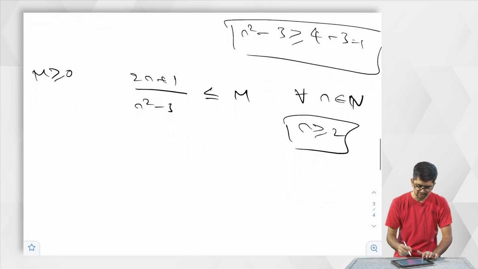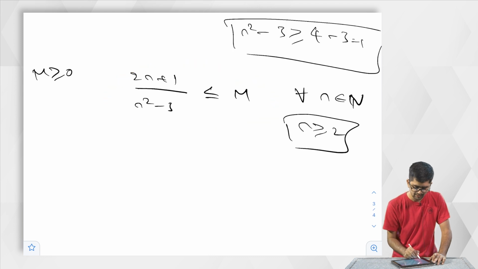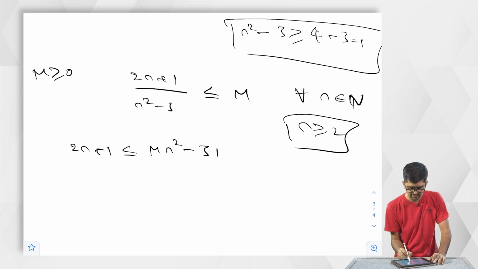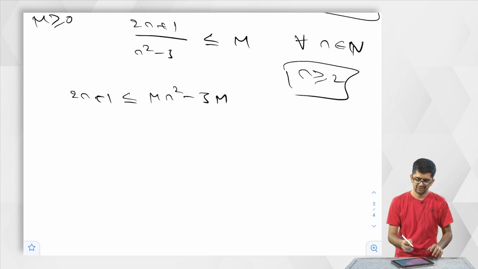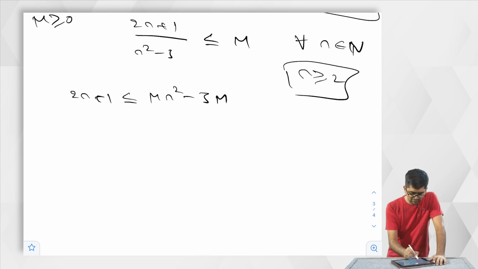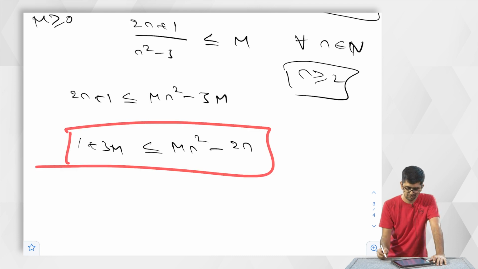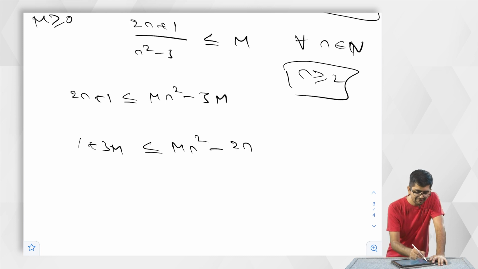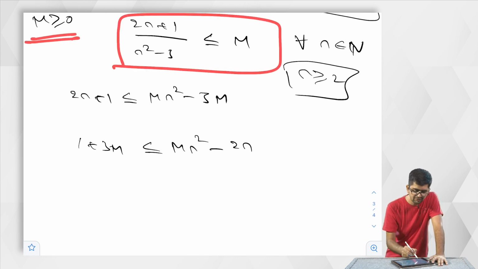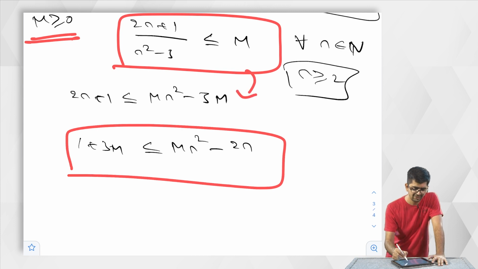Now let us write down what this means. This is the same thing as saying 2n plus 1 is less than or equal to m times n squared minus 3m. We do not know how to proceed, so we are just trying to write this in a neat way. So what do we have? 1 plus 3m is less than or equal to m times n squared minus 2n. I do not know what to do from here. So this says something like this has to be true. If there is a positive m such that this is true, then we should have this condition. I am just writing down what this means.